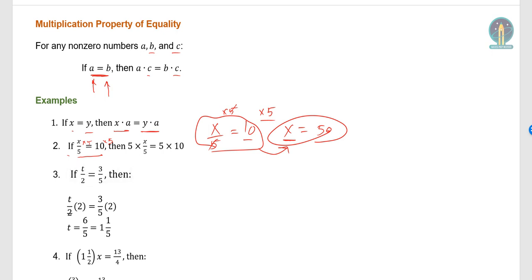Another example, if t over 2 equals 3/5, then again, multiplying by 2 on both sides keeps the equality ongoing, right? So t over 2 times 2, the 2's cancel, right? And you end up with t. And then 3/5 times 2, so 3 times 2 is 6 over 5, right? So 6 over 5. And with a t on the other side, so t equals 6 over 5, which we can simplify to 1 1/5.